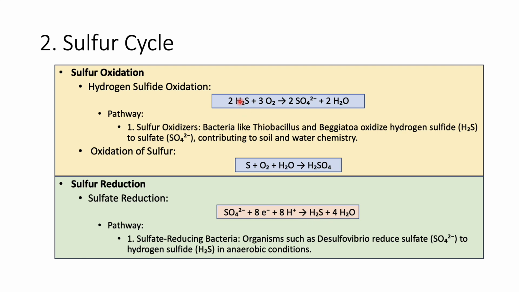So from the hydrogen sulfide we go to sulfate anion, and the sulfate anion further undergoes reduction to produce the hydrogen sulfide. So that means the cycle is complete. So the sulfate reducing bacteria, especially organisms such as Desulfovibrio, reduce sulfate to hydrogen sulfide in anaerobic conditions.